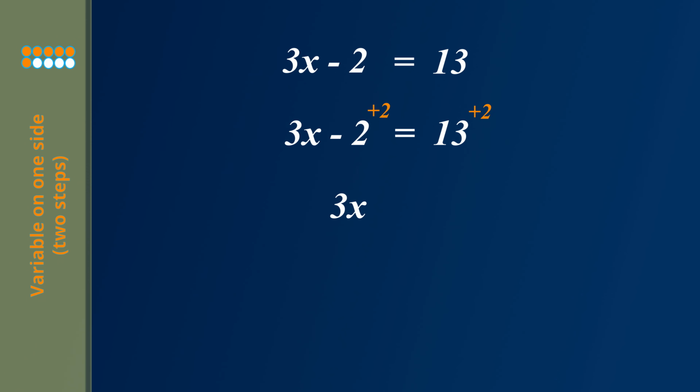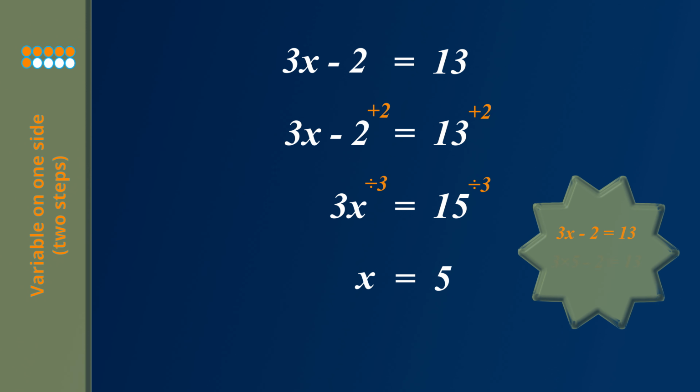3x equals 13 plus 2, so 3x equals 15. Now divide both sides by 3. x equals 5. Let's check that. 3 times 5, that's 15, minus 2 is 13. Correct.